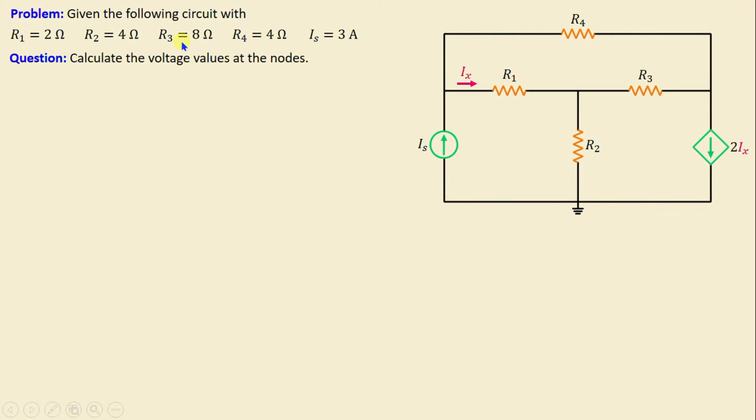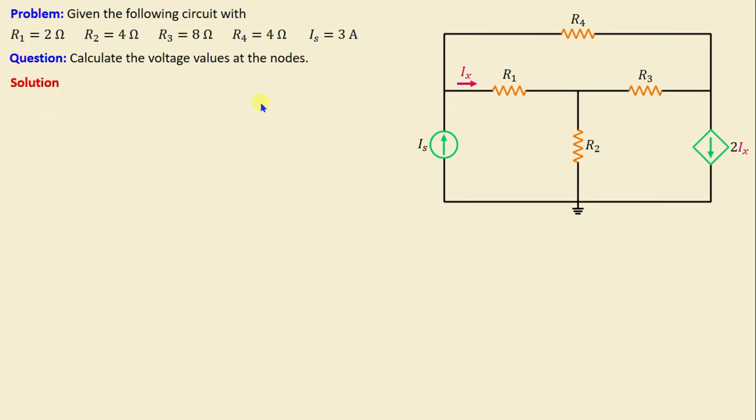Let's consider this network consisting of 4 resistors labeled R1 through R4 as well as an independent current source IS. Additionally, we can observe the presence of a dependent source, especially a current-controlled current source. The question now is to calculate the voltage values at the nodes. Let's move on to the solution.